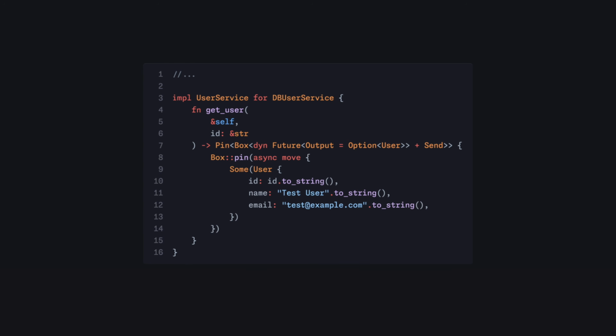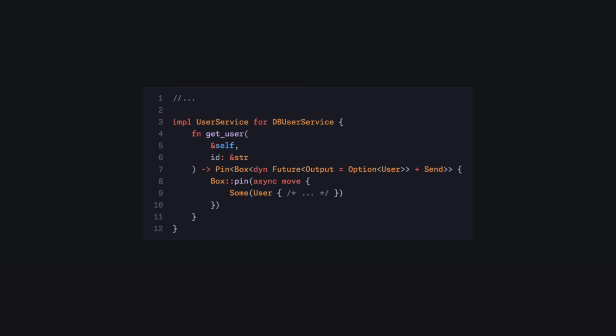The function body looks like this. We create a new pinned box smart pointer which holds an async block. The move keyword tells the async block to take ownership of captured variables. In this case, the async block takes ownership of id. Inside the async block, we create a new user instance and return it. Pretty straightforward, right? Unfortunately, the Rust compiler doesn't think so.